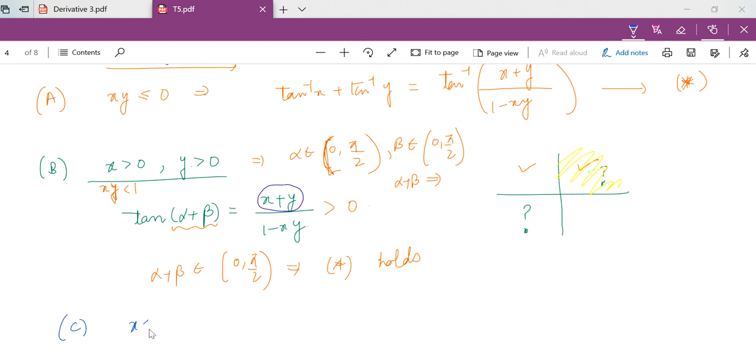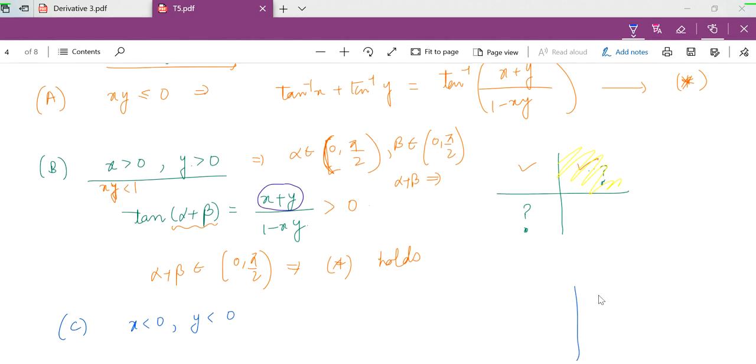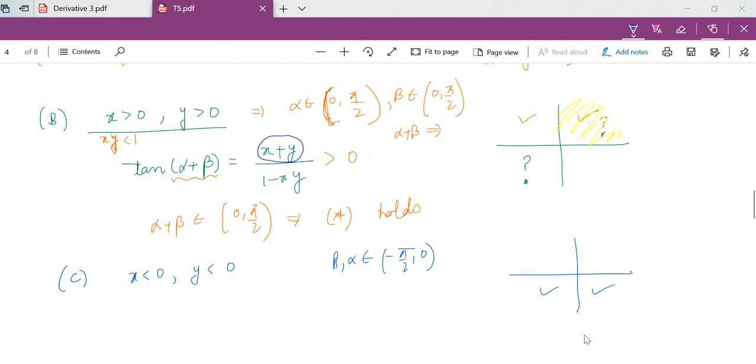Okay, so let's say my x is negative and my y is negative. Where are you if both are negative? That means your alpha is in negative pi over 2 to 0. So is your beta. Okay, alpha beta both belong to here. So where is your alpha plus beta? Either here or here, 0 comma negative pi, right? Alpha plus beta will be belonging to 0 comma negative pi. Great.